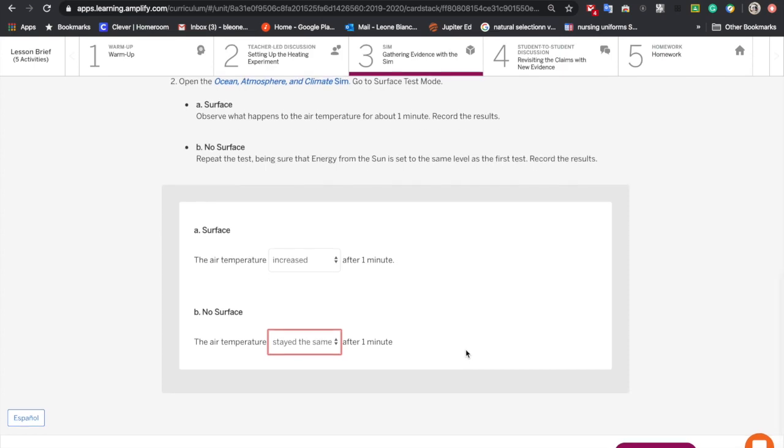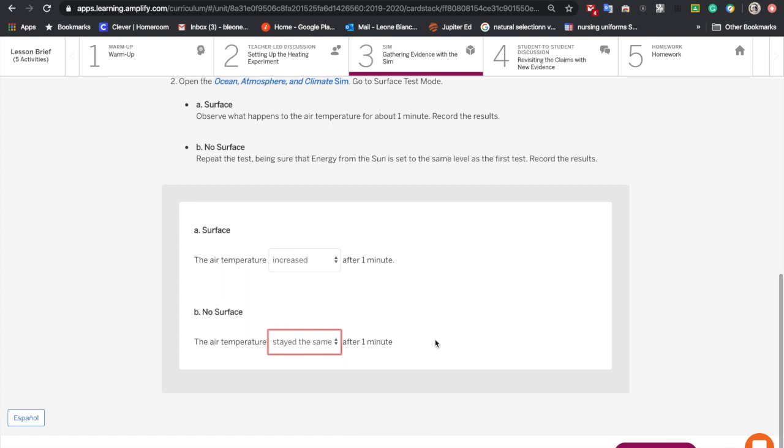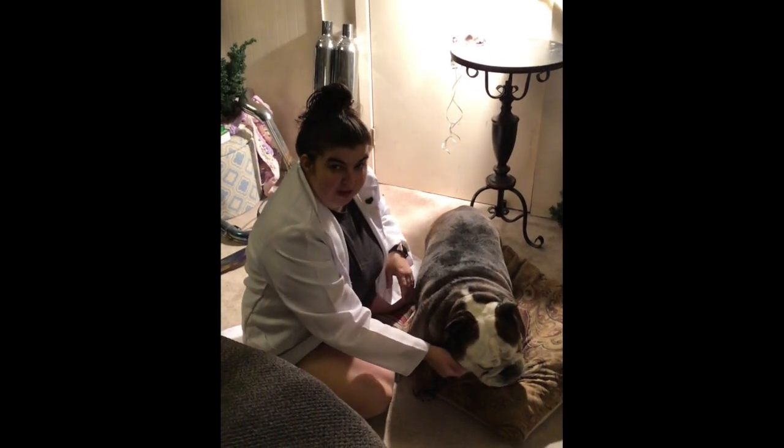Now we're going to see if this idea, that the air is hotter with the surface, holds when we get back from our experiment. Hey guys, so we're back. 15 minutes.